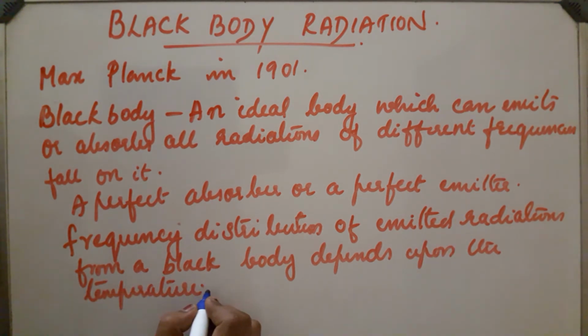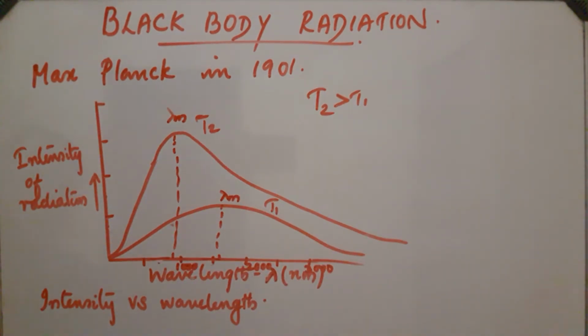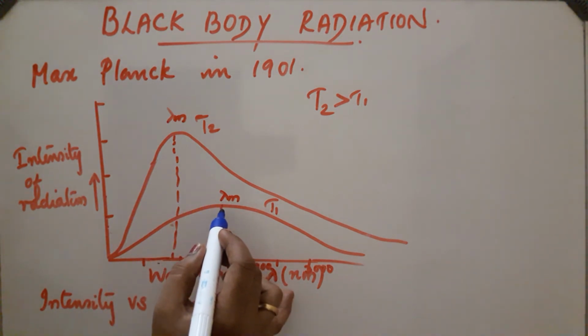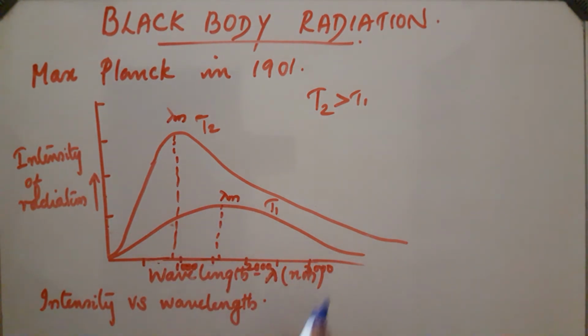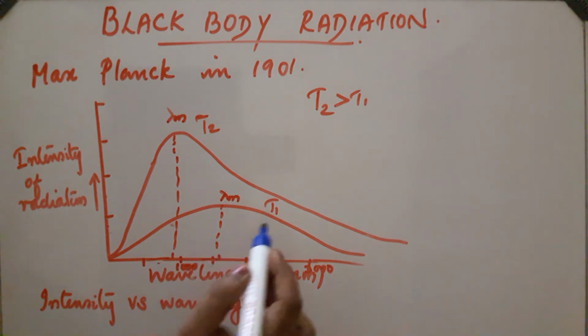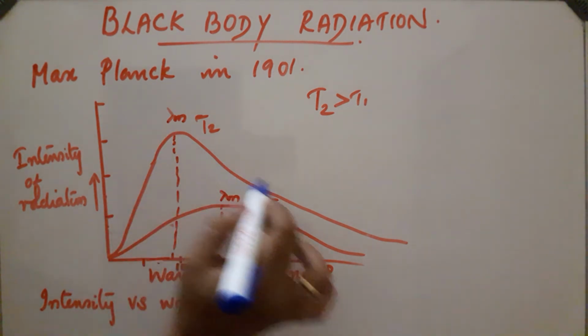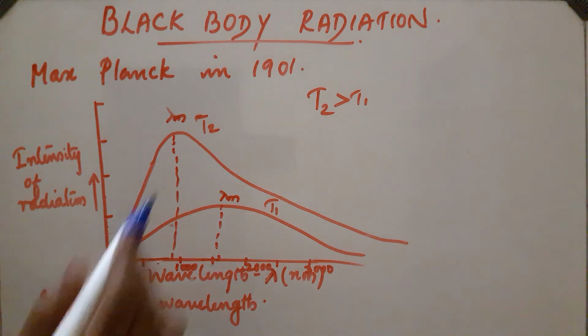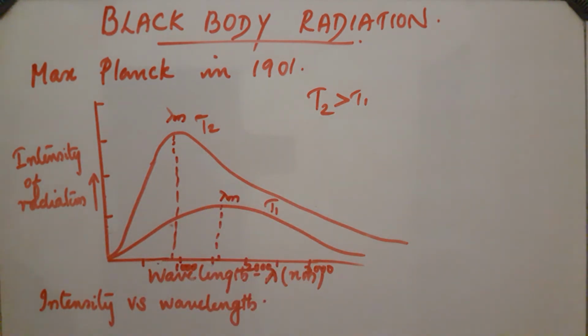Now let us draw a graph which shows the relationship between wavelength and intensity of radiation. This graph represents intensity of radiation versus wavelength. From this graph we can observe that as lambda increases, intensity reaches a maximum and then starts decreasing. At two different temperatures we will obtain two different graphs. Here the temperature T2 is greater than T1.